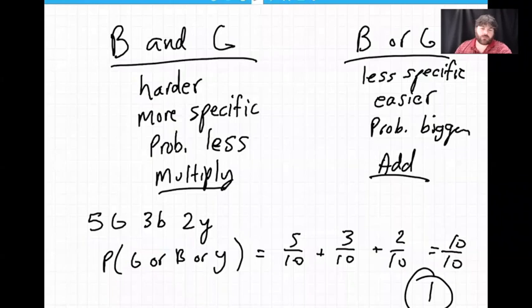Think about it. There's only green, blue, or yellow. So yeah, of course, if you ask what's the probability of getting green, blue, or yellow from green, blue, or yellow, it's going to happen. One of them is going to be green, blue, or yellow, no matter what you pick.